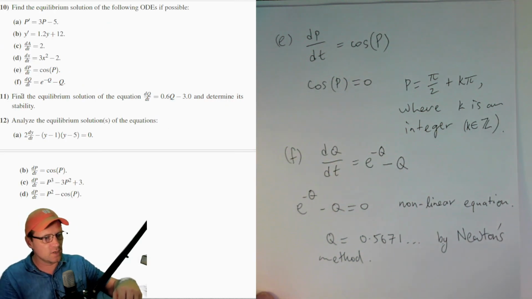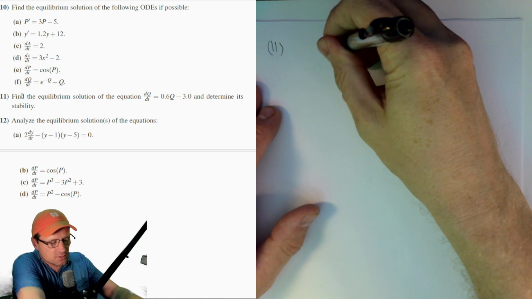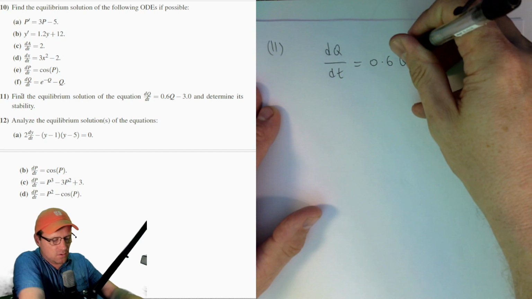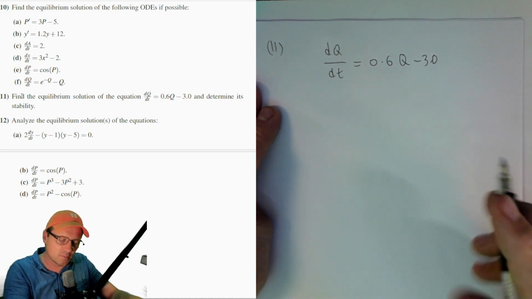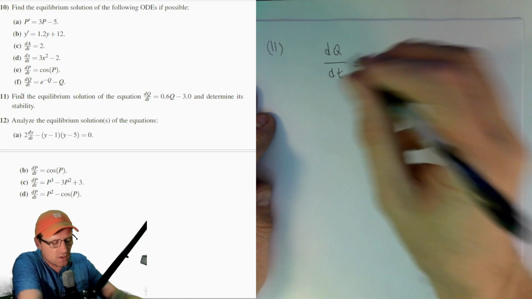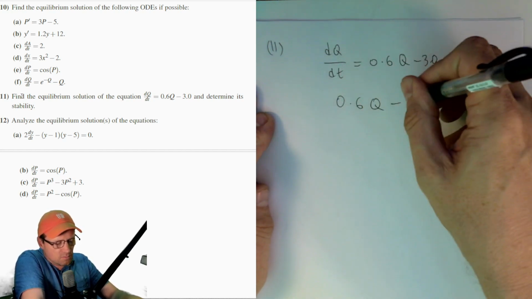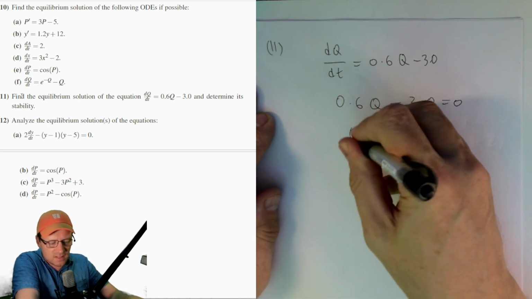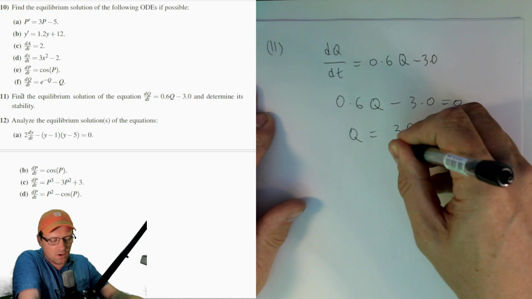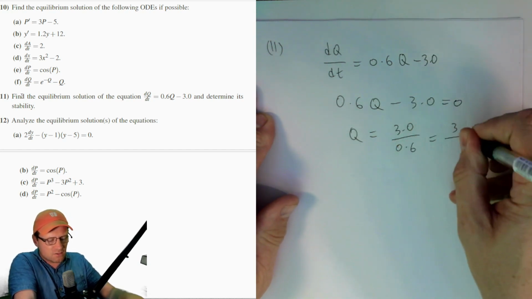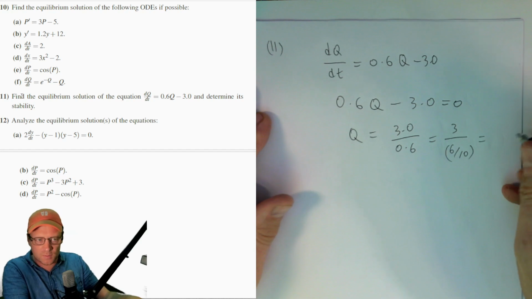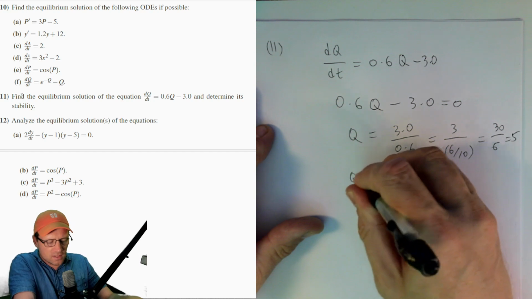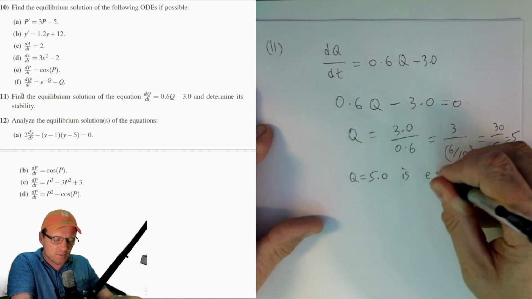All right, let's move on to question 11, which says find equilibrium solutions to the equation dq on dt is 0.6 q minus 3.0 and determine its stability. So let's find the equilibrium solution first. So we want to solve 0.6 q minus 3.0 equals 0. Take the 3 over to the right-hand side and divide by 0.6. So we get q equals 3.0 over 0.6. Now that's 3 over 6/10. So I multiply top and bottom by 10. So we get 30 over 6, which is 5. All right, so q equals 5.0 is our equilibrium solution.